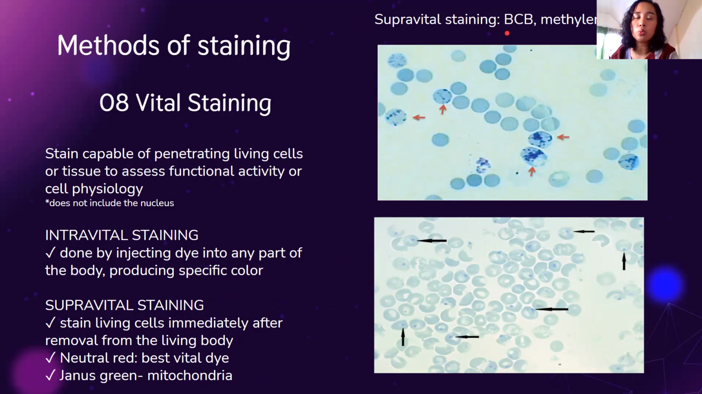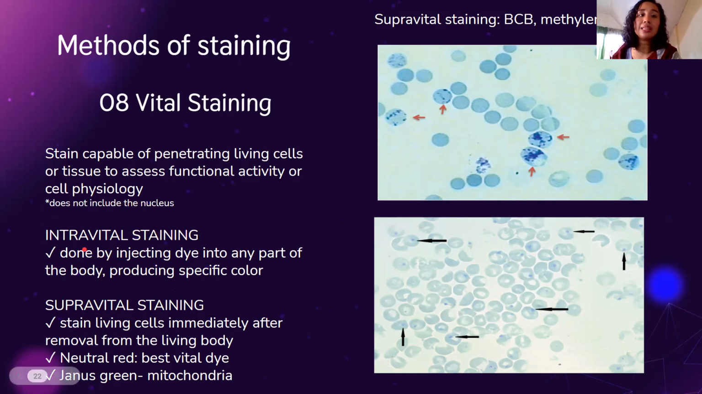So these were stained with brilliant cresyl blue and/or methylene blue, pag reticulocyte ang ini-stain. And we also have Heinz bodies. So what are Heinz bodies? Ano ang nag-precipitate in Heinz bodies? So you could also stain it with supravital staining. So natanggal na yung cells outside the body. And the best vital dye daw is neutral red, and for vital staining for mitochondria is Janus green.